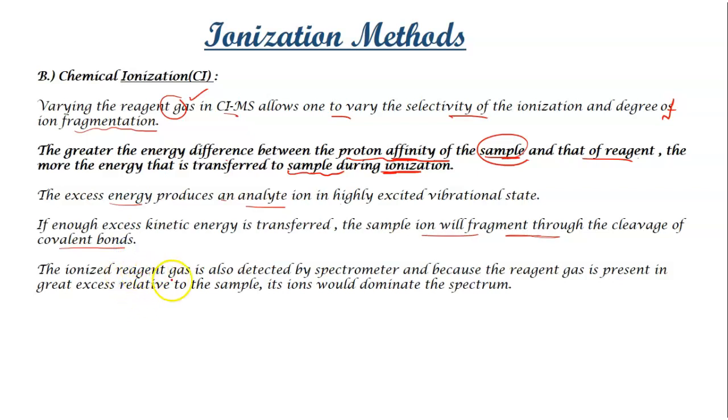And then the ionized reagent gas is also sometimes detected by the spectrometer, and because the reagent gas is present in great excess relative to the sample, its ions would dominate the spectrum. So what is happening? The ionized reagent gas can also get detected by your mass spectrometer. Because this reagent gas is present in excess relative to the sample, the reagent gas ions will dominate the spectrum.